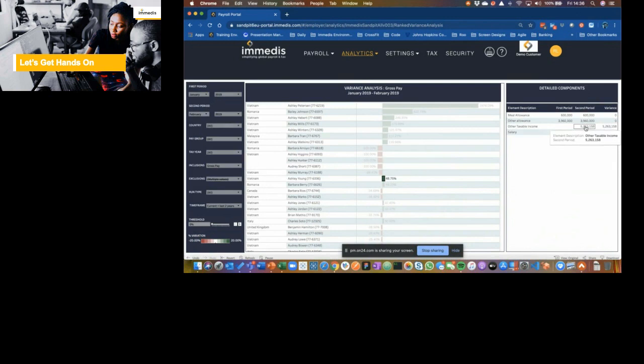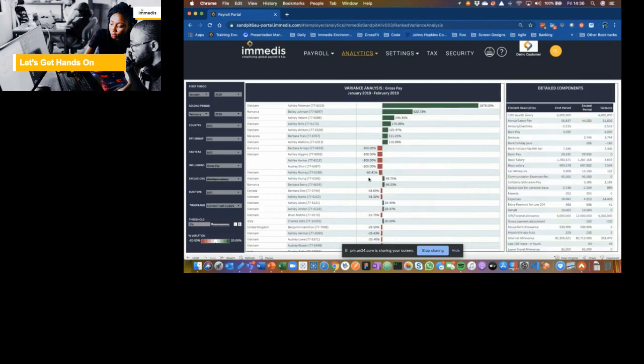Other taxable income. Again, what is that? We'd need to look potentially at the inputs into the payroll to understand what had driven that, but I'm finding the root cause of the variances and I'm understanding whether they're relevant and whether they're at a scale I should be concerned about. So again, the whole point of this is moving the dial from looking at everything to being focused, looking at what's not right.